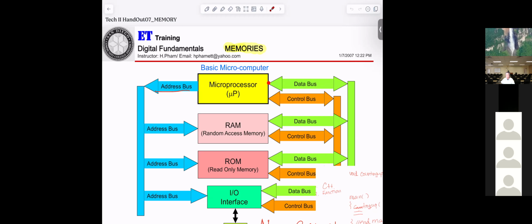Okay. Next will be the control bus. Same thing, bidirectional. Data can come out or data can come in.